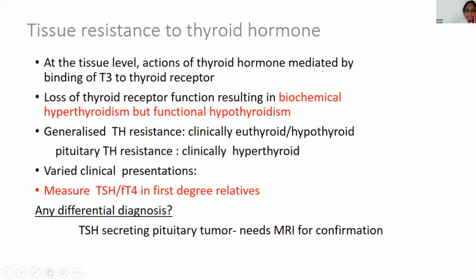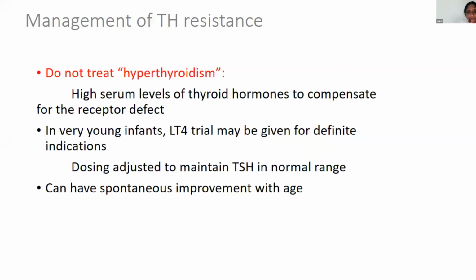Yeah, tissue resistance to thyroid hormone. At the tissue level, actions of thyroid hormone are mediated by binding of T3 to the thyroid receptor. So loss of thyroid receptor function results in biochemical hyperthyroidism, but functional hypothyroidism. It could be generalized, it could be tissue specific. And if you suspect this condition, it's important to measure the TSH and free T4 in first degree relatives. It is important to remember that we should not treat this, because these high serum levels of thyroid hormones are made available to compensate for the receptor defect.